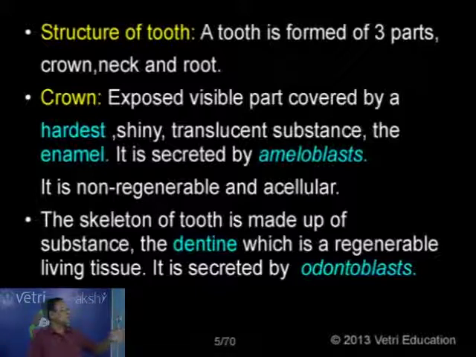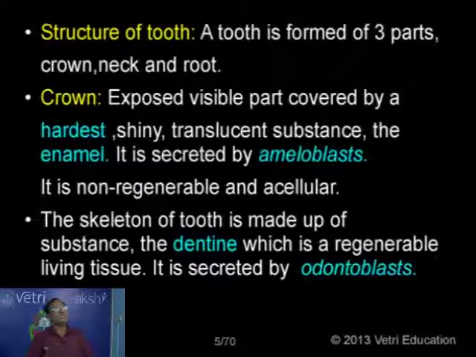Now, about the crown. This is the visible part, and it is normally protected by a translucent, shiny, the hardest secretion, namely the enamel. If you have a question about which is the hardest secretion in the body, it is none other than enamel. This answer came in the question paper also. So the hardest secretion in the animal body, particularly the human body, is called enamel.